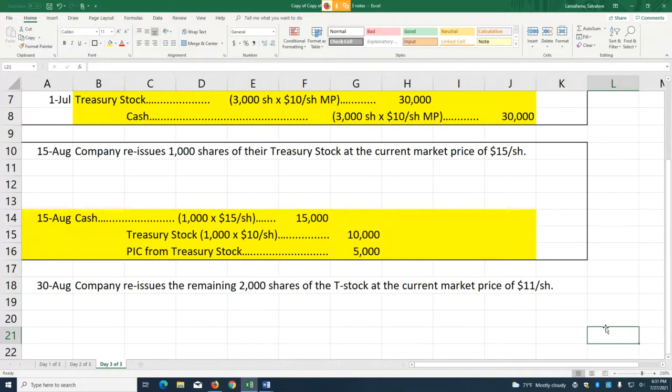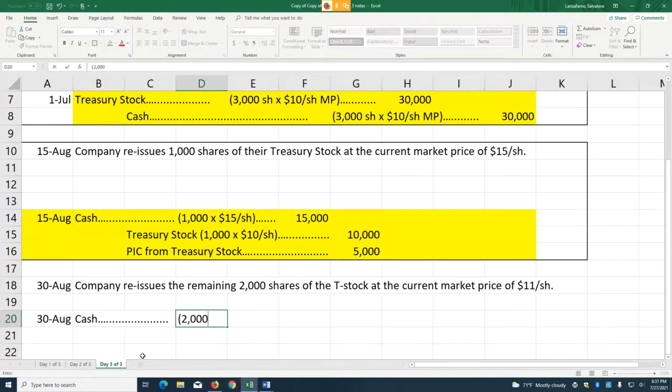So the words should look the same. It's the amounts that are going to be different. So on August 30th, you would debit cash. What would be the math that you guys would do? Times 11. Excellent. And what does that give you? 22.